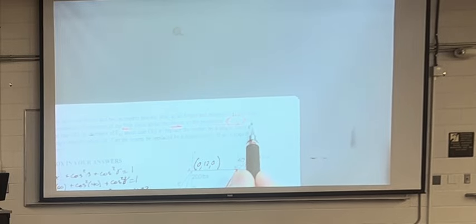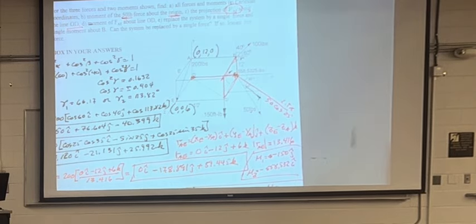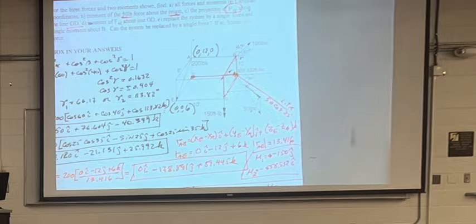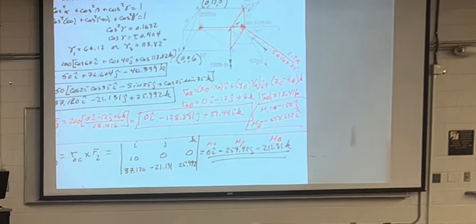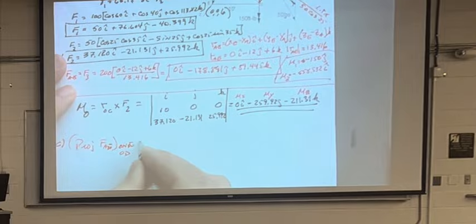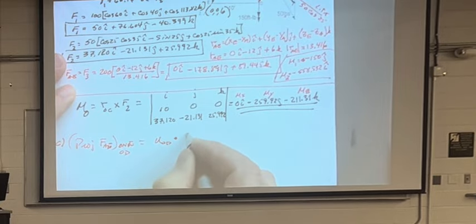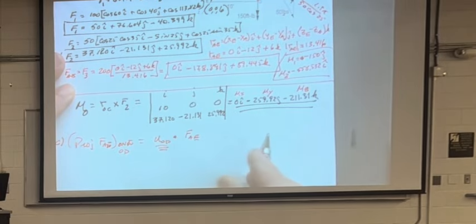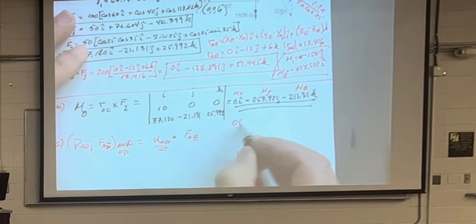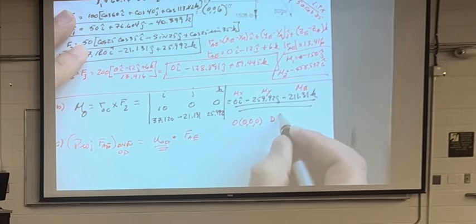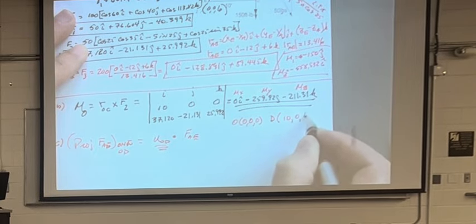Project FAE onto line OD. Great. This is part C. Projection of FAE, which in essence is F3, FAE onto OD. I need unit vector OD dotted with FAE. So I don't have that. I need to get that. Well, what are the coordinates of O? 0, 0, 0. What are the coordinates of D? So O is 0, 0, 0. D has coordinates of 10, 0, 6.